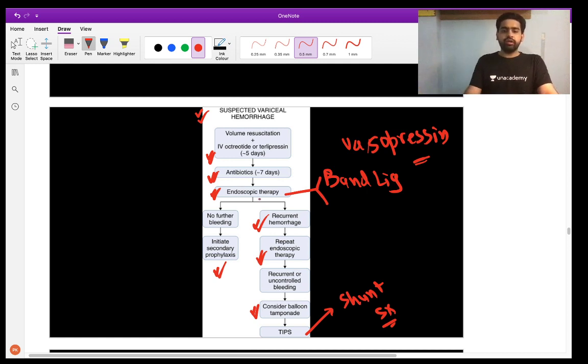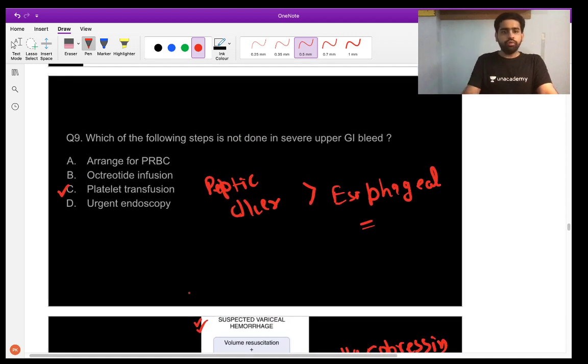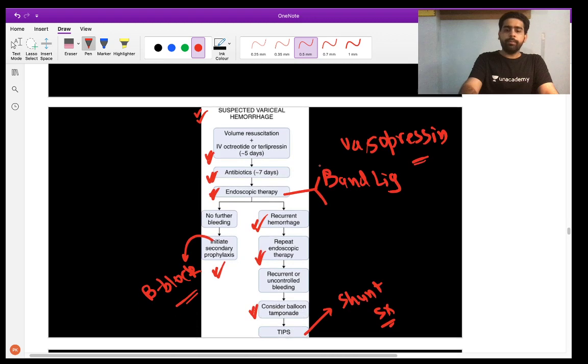Now, what about the secondary prophylaxis? What do you start the patient on for secondary prophylaxis? So you start the patient on beta blockers. Please understand, the old MCQ which they used to ask is the same MCQ. Instead of platelet transfusion, they used to give beta blockers. So beta blockers are not used in the active bleed. They are basically used for prophylaxis to prevent the rebleed.